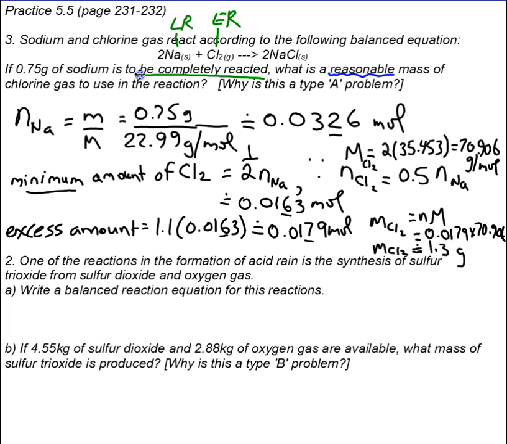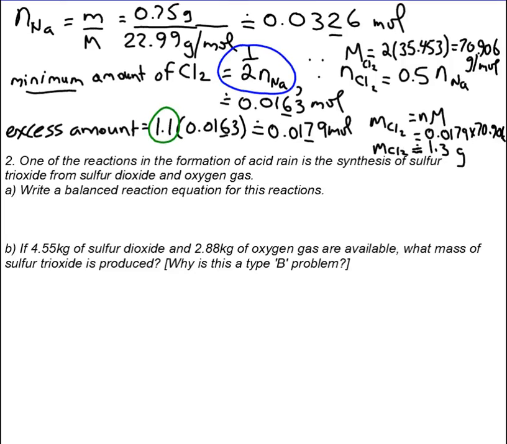Okay, so I notice I've added the 10% to the moles, not to the mass, and that's your choice. I've used a mole ratio in this step here, and I've done a couple calculations with mass to moles and moles to mass, so it looks a lot like a stoichiometry problem, and this is part of it. Okay, let's look at number 2. Number 2 is a type B problem.